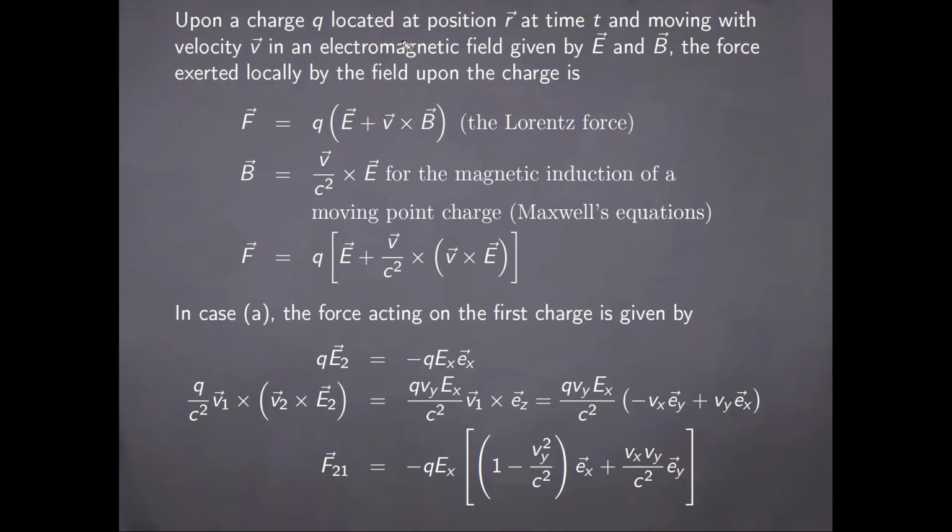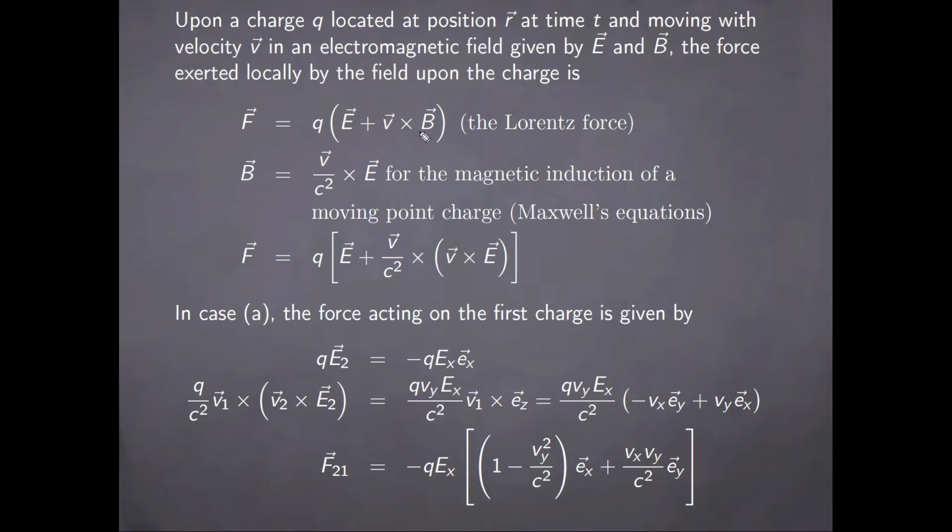Upon a charge q located at position r at a time t and moving with velocity v in an electromagnetic field given by the electrical field E and magnetic induction B, the force exerted locally by the field upon the charge is known as the Lorentz force, and it is equal to the charge multiplying the local electrical field plus the cross product between the charge's velocity and the local magnetic induction field.